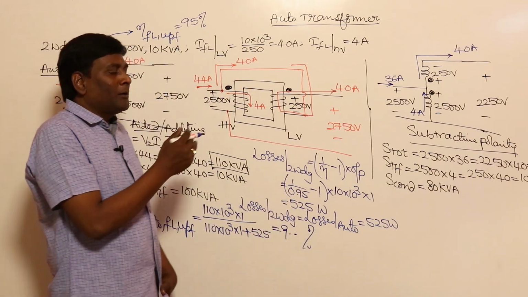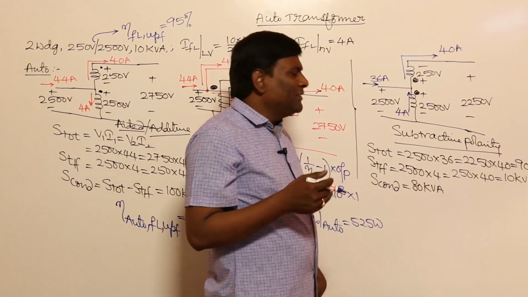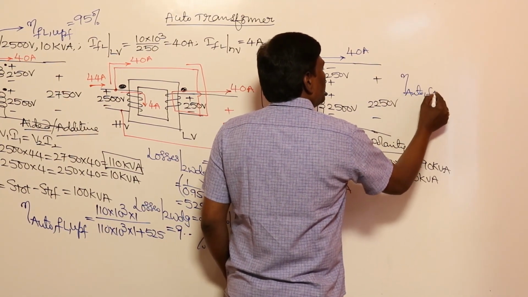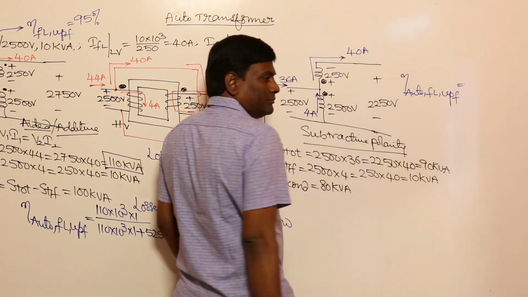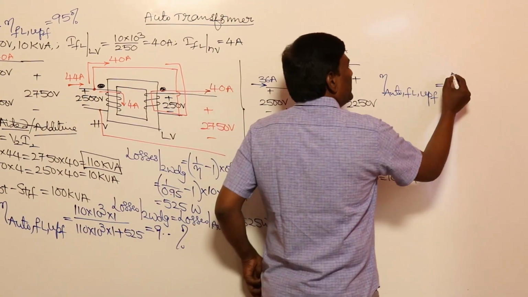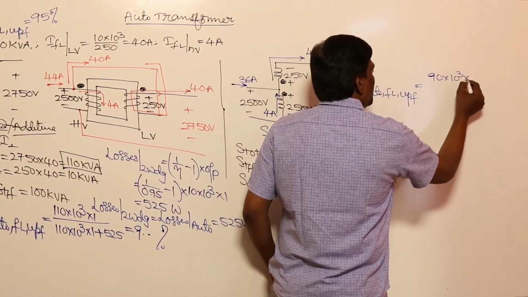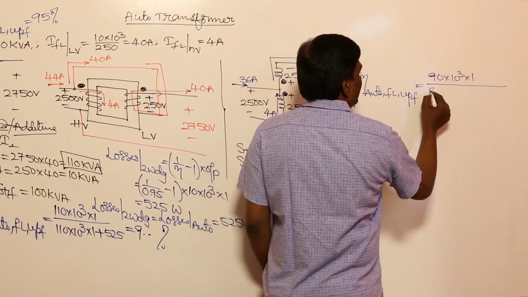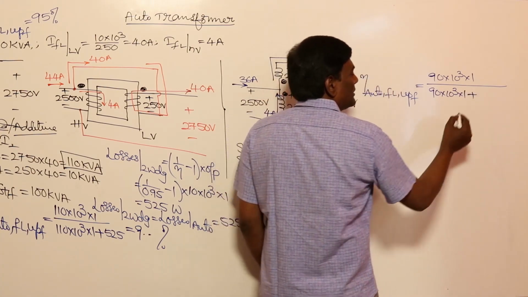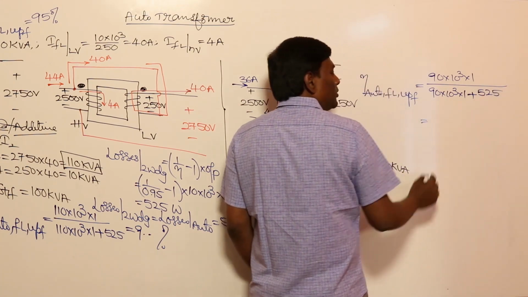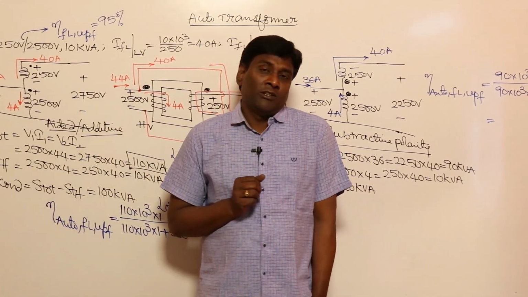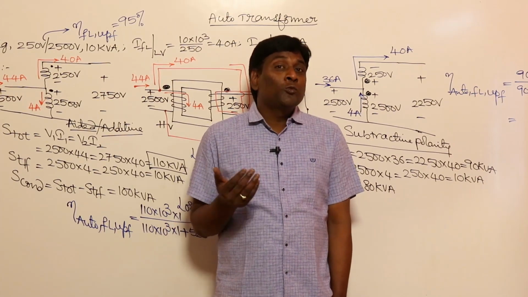For example, in subtractive polarity, if they ask the efficiency as auto at full load unity power factor, what is the output kVA in subtractive polarity? 90 kVA. So this is going to be output 90 kVA into unity power factor, divided by 90 kVA into unity power factor plus the losses, 525 watts. So you are going to get the efficiency here. The point is very simple: in additive polarity, the net output power is going to be more; in subtractive polarity, the net output power is going to be less.